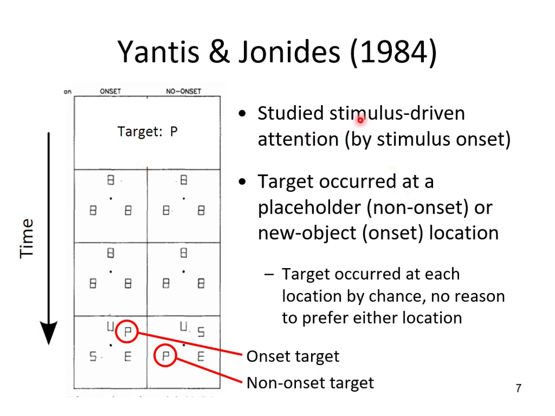It studied stimulus-driven attention by stimulus onset. In other words, if a new object comes out from the blue, from nothing, if an object suddenly occurs, then it will attract your attention. So let us look at the experiment. The task was to see whether a target P is there. If it is there, you press the key. Originally, you have some placeholders here, very similar to the display of an old-style calculator.